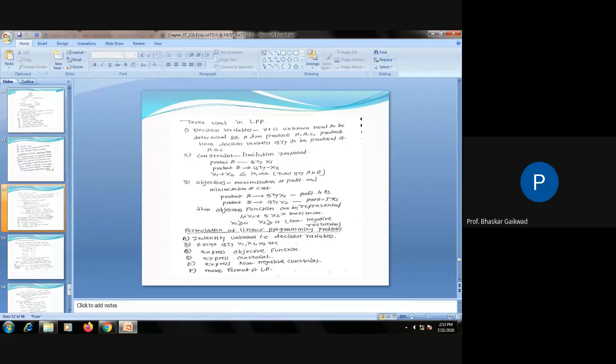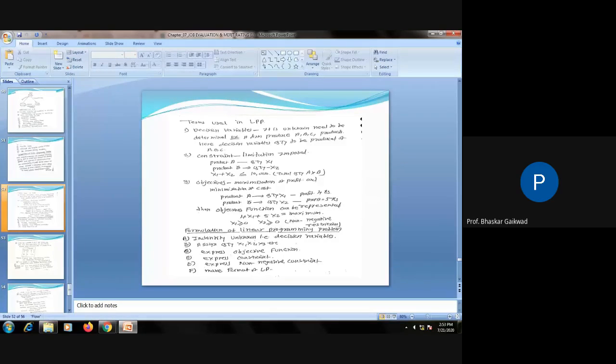Now, some terms used in linear programming problem. First, decision variable. It is unknown, needs to be determined. Decision variable, it is unknown, meaning we cannot know it, it needs to be determined. For example, a firm produces A, B, C products. Here, the decision variables are the quantities to produce of A, B, C.